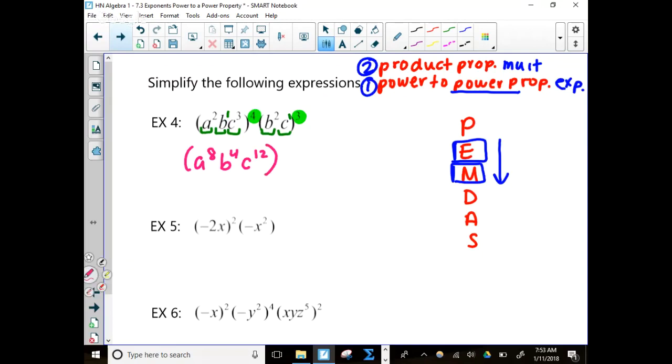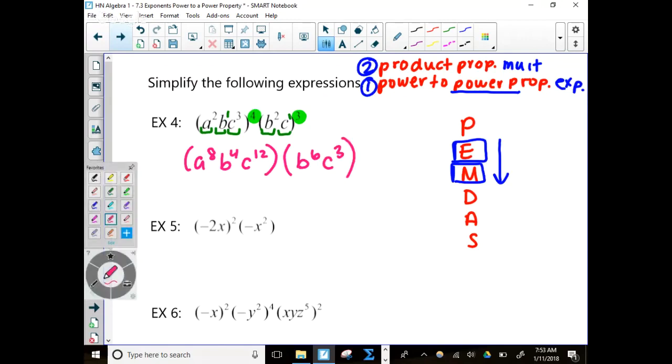Okay. Next, we're going to multiply the 3. So 2 times 3 would be 6. And then c, 1 times 3 would be 3. Okay. So we are now at a question that we had last lesson, where we have just all multiplication here.